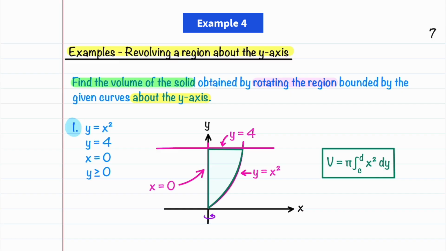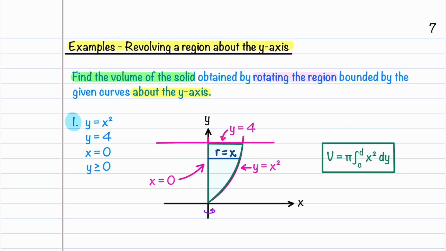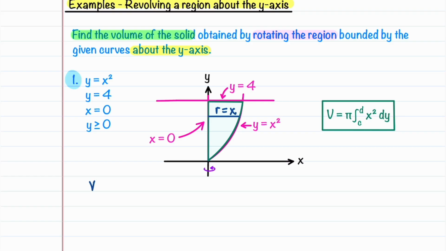When we revolve this region about the y-axis, the first thing that we need to do is find the radius. That radius is this length right here, and our radius is just equal to x. Our volume is pi times the integral from c to d of r squared, which is x squared times dy. We have a dy because we're revolving about the y-axis, and the width of each circular disk is equal to dy.